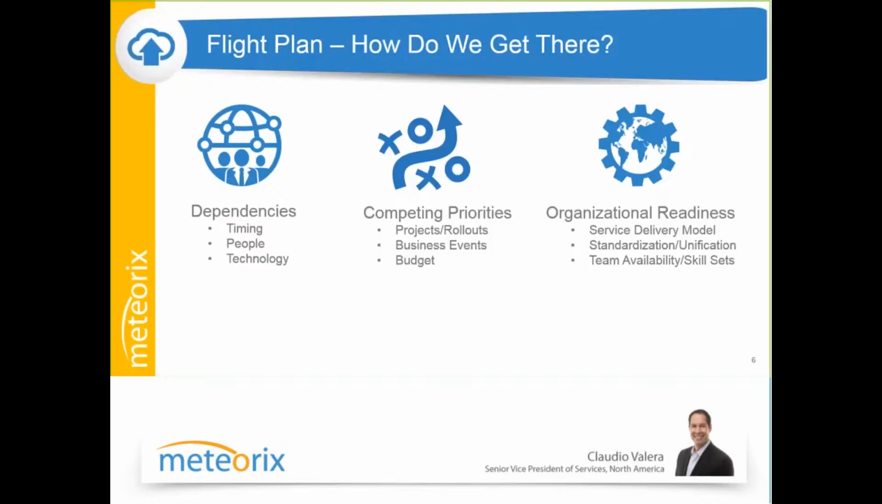Certainly the first one is dependencies. And I would say with dependencies, the art to this is honesty. When you look at timing, people, and technology, really be honest with what your organization has in flight or what you can actually do from a staffing perspective or from a technology perspective to support this migration.